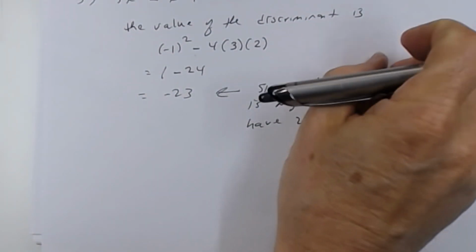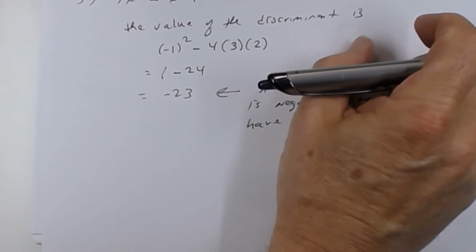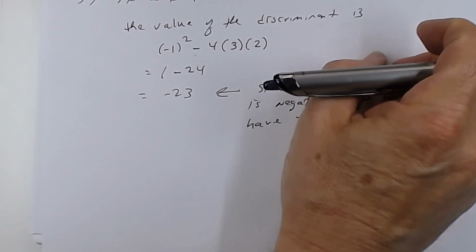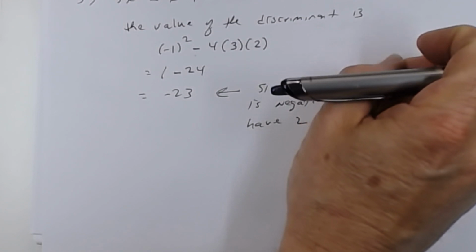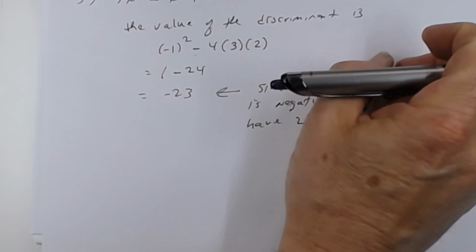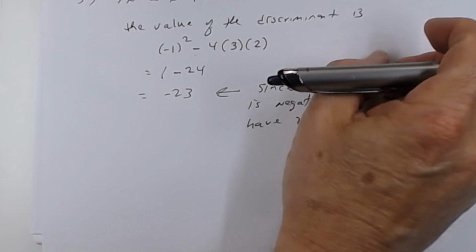Okay, so if it's positive, you have to determine whether it's a perfect square or not, right? If it's negative, it's easy. It's going to be what kind of solutions? Imaginary. If it's positive, it's either going to be rational or irrational. It'll be rational if it's a perfect square, irrational if it's not a perfect square.